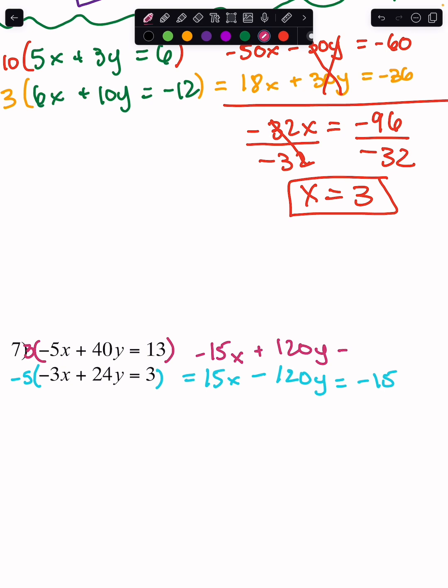This is interesting because these cancel. These cancel. When everything cancels, that equals 0. And then 39 minus 15 is 24. When does 0 equal 24? Never. In other words, no solution.